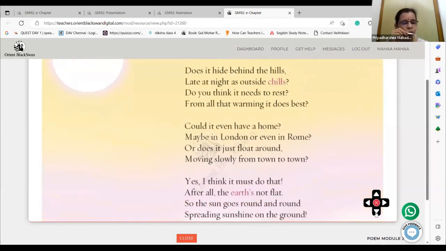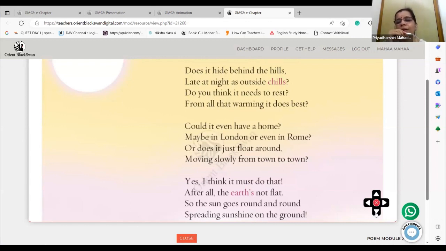Does it have a home to go to in London or in Rome? Or does it wander homeless from town to town? And then the last question seems to provide the answer to all these questions. The speaker finally decides the sun could be going around the earth, since the earth is round. So the poet is giving us a scientific fact also here, no? He concludes that the sun could be going round the earth, since the earth is round, and it could be spreading sunshine wherever it goes.